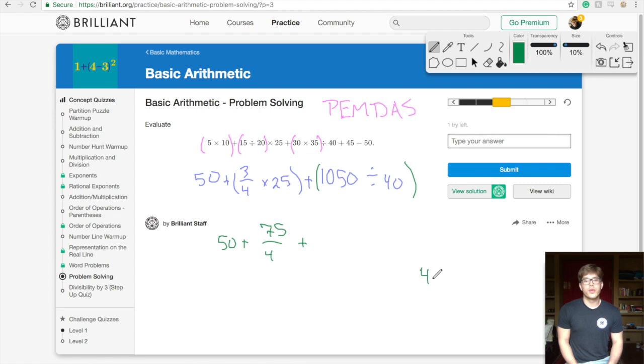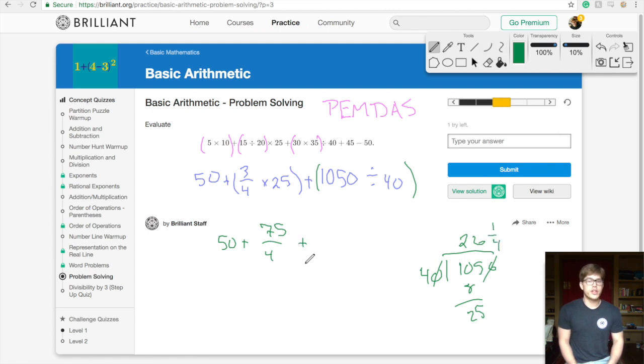Let's do this over here. So 40 divided by 1050. Well, we can slash these zeros, right? And so it's just 4 divided by 105 is the same thing. 4 goes into 10 twice. 8, subtract, get 2, bring down our 5. And 4 goes into 25 6 times. And then we have a remainder of 1. So this is going to be 26 1/4.